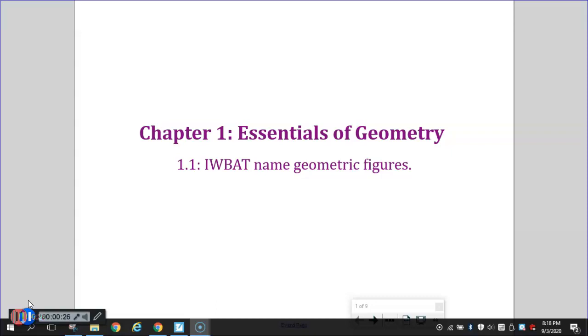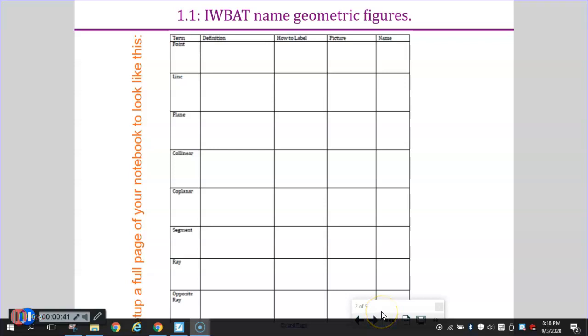We expect that your notes look like that so that they're labeled so that you can easily find things in your notes to be able to use them on your homework, quizzes, and tests. Once you have your notebook labeled with the chapter and the lesson number, you're going to want to set up your notebook for today to look like this.